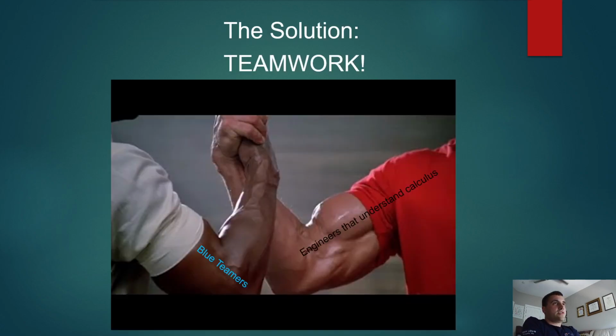So, of course, the answer is teamwork. Engineers that understand state estimation and the physics behind what they're doing need to work with the blue teamers, right? Teamwork and leadership is the answer that fixes this problem, because often you'll have people that understand this stuff. They just need to work together, and by working together they'll make us all safer.